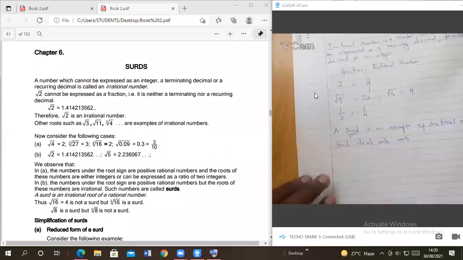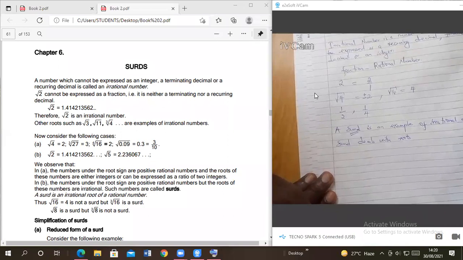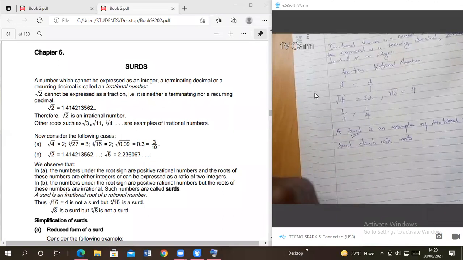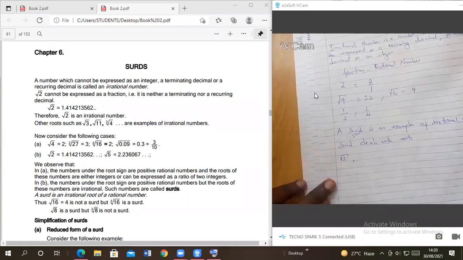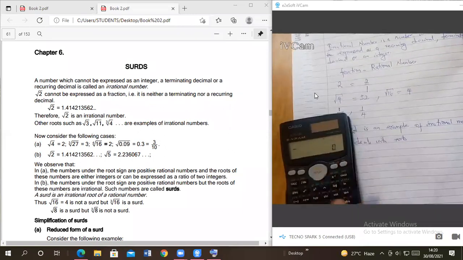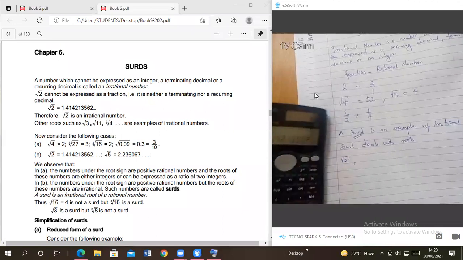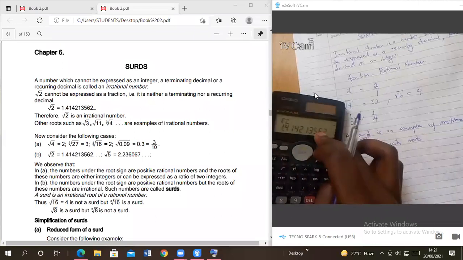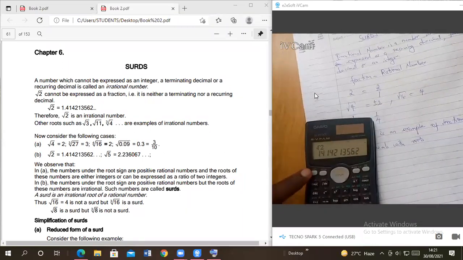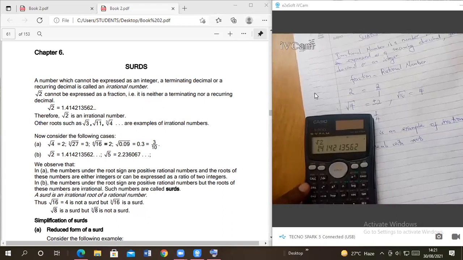Roots. Which number is that one which you cannot get even the square root? It does not give us a definite value, or we cannot write it as a recurring decimal. One of them we have is root of 2. When you press root of 2, you find that we cannot write this number as a fraction. Even if I want to change it to a fraction, you press shift and that one, you see that it cannot be changed.